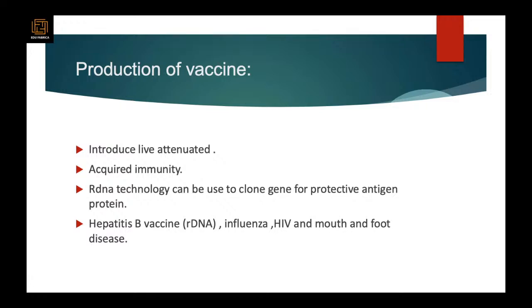So production of vaccines, introducing live attenuated acquired immunity. Recombinant DNA technology can be used to clone genes for protective antigen proteins, hepatitis B vaccine. Hepatitis B vaccine, influenza, HIV, foot and mouth disease, all these are possible in this.